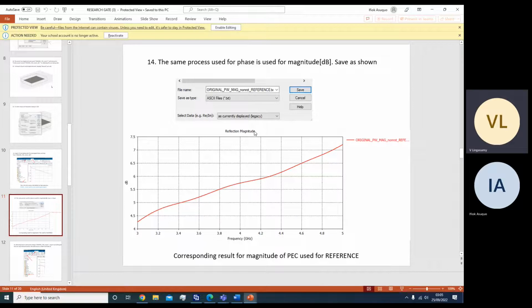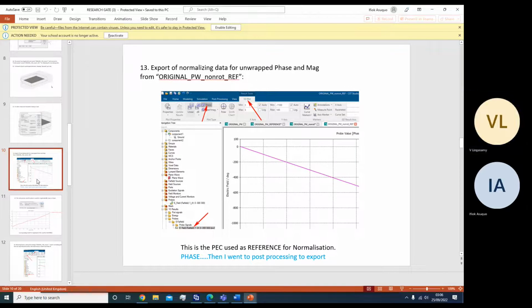How come it is coming plus? 0 dB is the maximum one. That's why I'm asking this. Reflection means you will get 0 dB, right? Can you check which plot you have? Look at it. Gain, I think. This is the electric field. Electric field, right? Okay, that's fine. It is actually gain only.